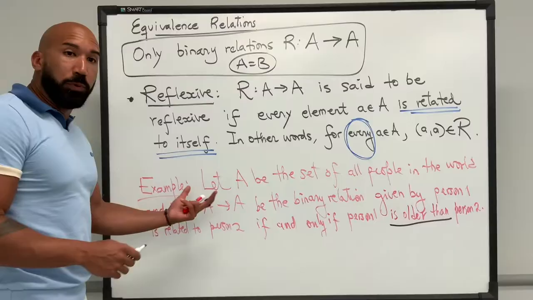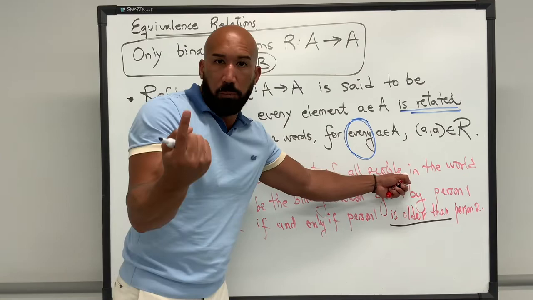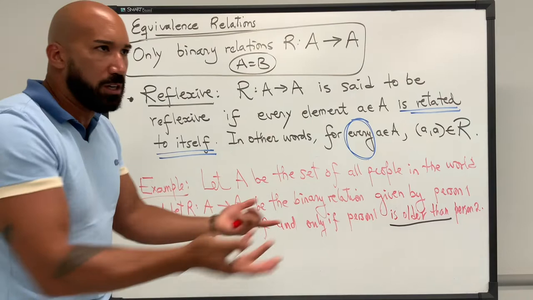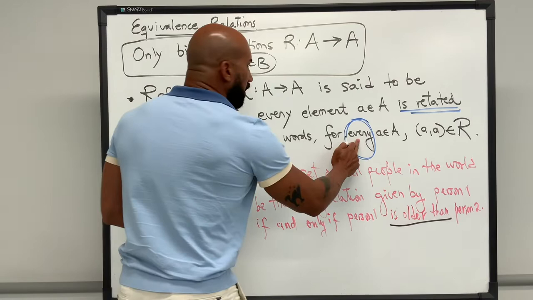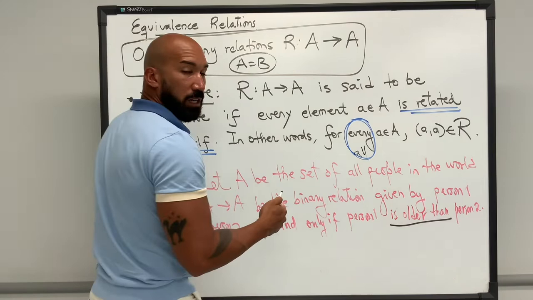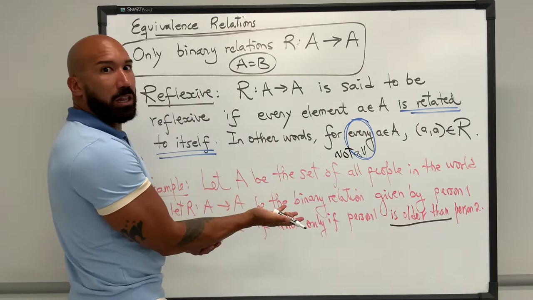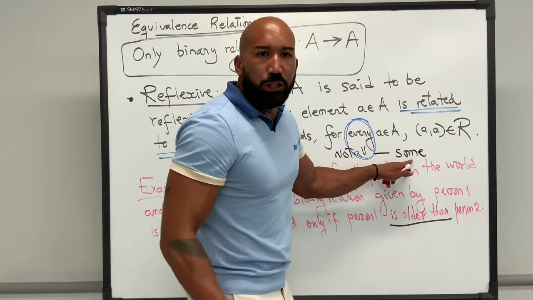To prove that this relation is not reflexive, we just need to find one element in A, in this case one person. It suffices to find one person. If we find more, it's just more evidence, but we don't need all that. Just one person that is not related to herself, himself. Why? The definition of reflexive is telling us every element in A must be related to itself. So all elements are related to themselves. What we are doing is negating this, because it's not reflexive now. So not all means some. And this some is not giving us any information about the exact number. So some means at least one.